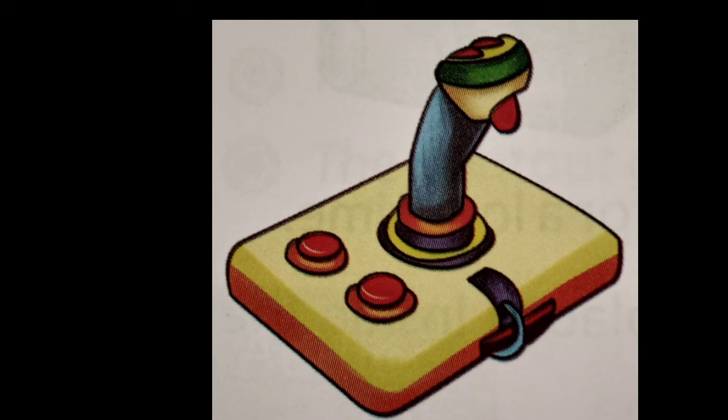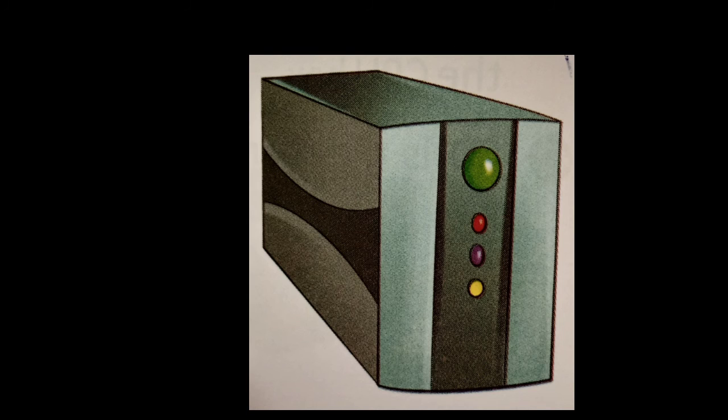Okay students, next one is UPS. UPS is the short form of uninterruptible power supply. It allows the computer to remain on for some time when the electricity goes off. Okay students, these are the parts of computer.